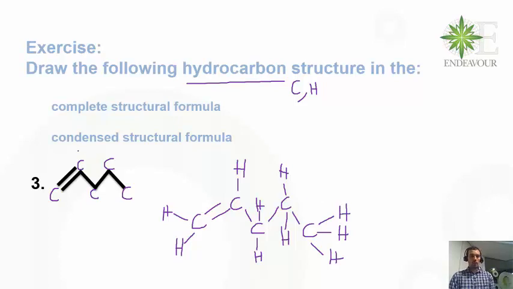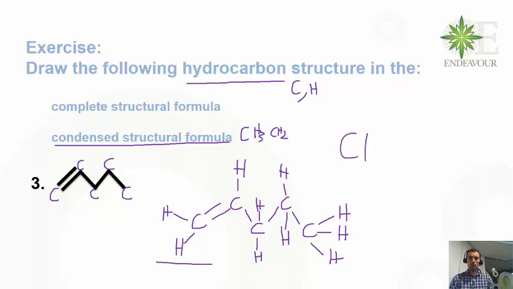So the last part of the question asked us to represent it as the condensed structural formula. So remember, that's where we've got the CH3, CH2, etc. So all we have to do is count the number of carbons, the number of hydrogens attached to each carbon. So we start with the one on the left here, that's a CH2. So we write CH2. The next one is a CH, so that'll be CH. And then we've got CH2, CH2. So we'll put in two CH2s. And the last one is a CH3.